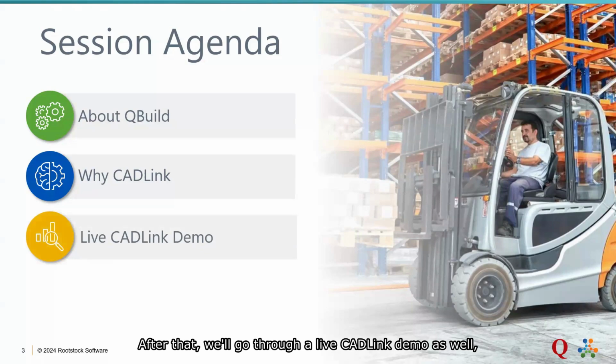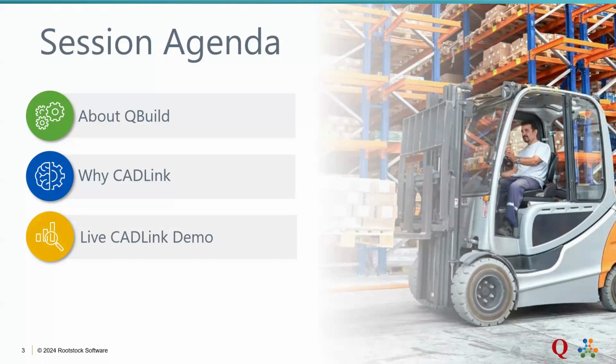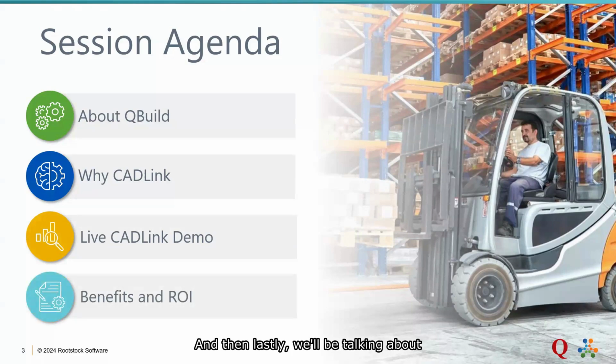After that, we'll go through a live CADLink demo as well. I'll be showing you the software, walking through an entire CADLink process from start to finish. We'll be saving a BOM and updating some items and creating some items in Rootstock, which you'll be seeing live. And then lastly, we'll be talking about the benefits of CADLink and also what the overall ROI is for your company and your engineering team.